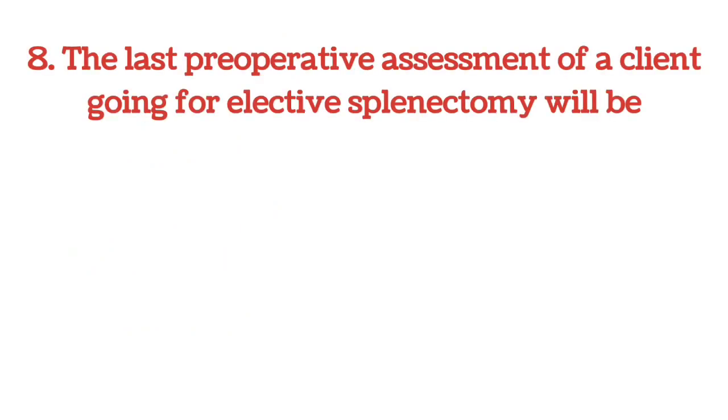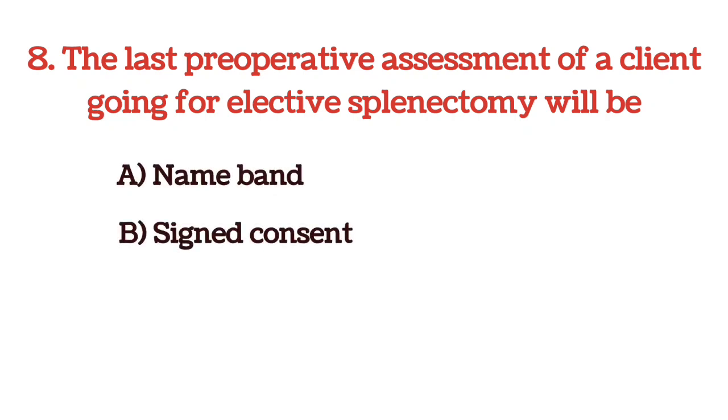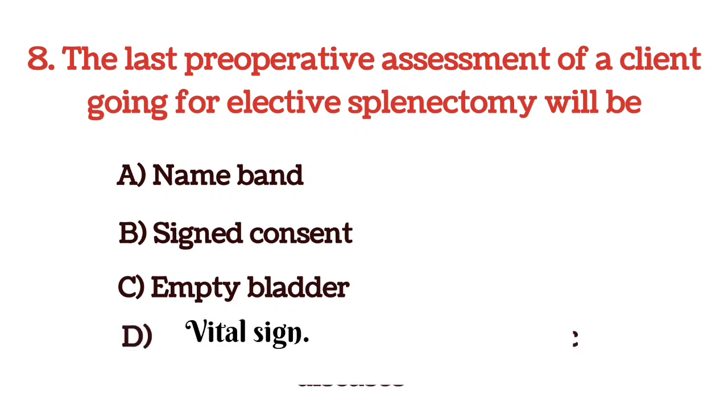And the question is, the last pre-operative assessment of a client going for elective splenectomy will be, and the options are name band, signed consent, empty bladder, and vital signs. And the answer is option D, vital signs.